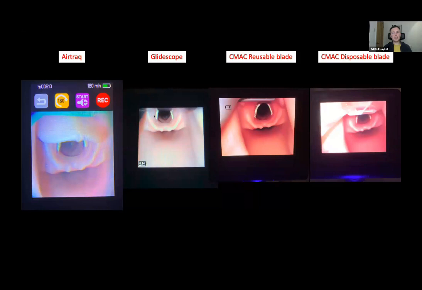So this slide shows a bit of a comparison of the optics between the devices. This is obviously just on a dummy, so the air track is shown on the left-hand side. That's the camera attachment that was shown before. And then the glide scope and the CMAC are obviously a different order of quality. And certainly the CMAC reusable blades, as I say, the optics are quite excellent.